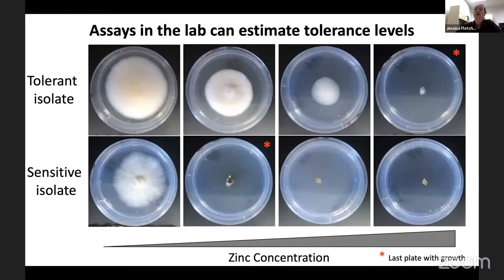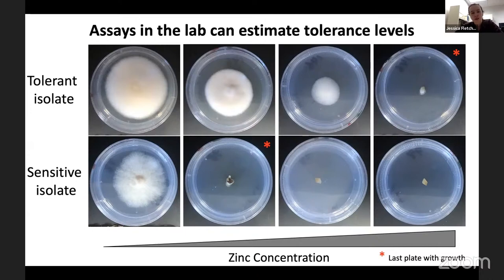So here are just some results that I have. You have a tolerant isolate on the top row, a sensitive isolate on the bottom row, and going from left to right, we're increasing the concentration of zinc in those agar plates. And you can see that the tolerant isolate here, a Suillus tomentosus, fares a lot better at those higher concentrations of zinc than our sensitive isolate on the bottom.